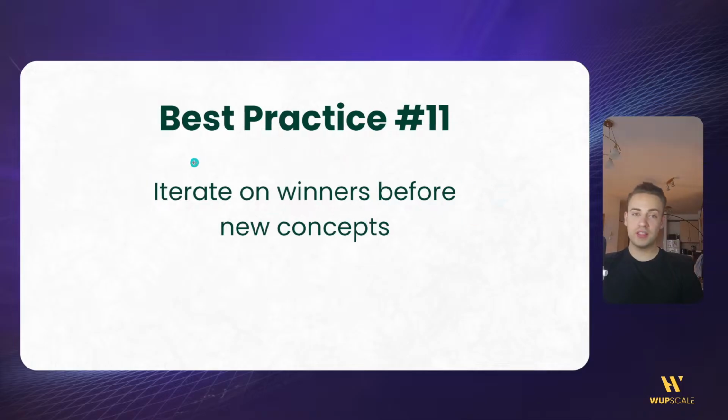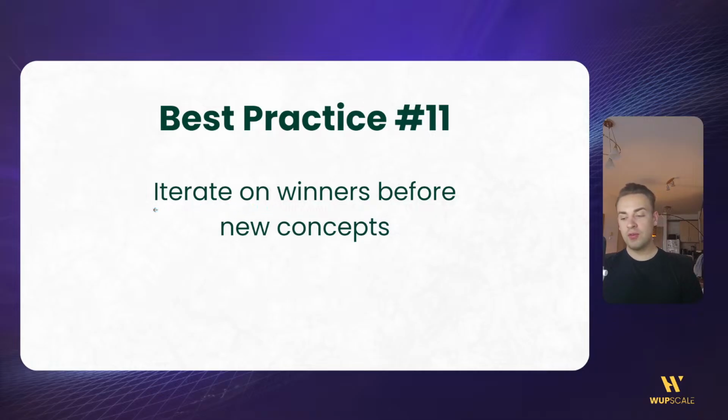But once you are testing ads, which is going to be number 11, make sure to iterate on winners before new concepts. So if you already have data, you already have 6 or 10 ad sets that have converted, that have winning ads, make sure to iterate on the winners first before testing new concepts.